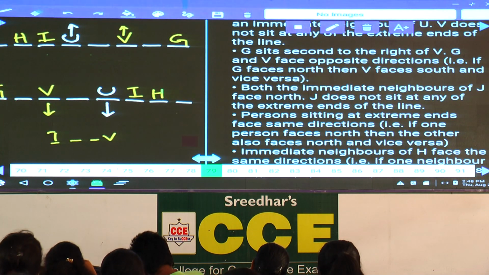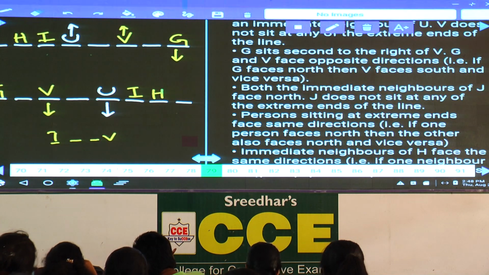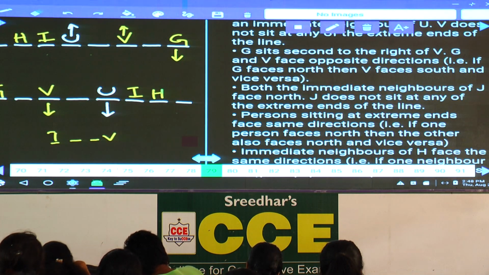G and V face opposite directions. G and V facing opposite means in the first case, V is north and G is south, and in the second case, V is south and G is north. So V and G are facing opposite directions.